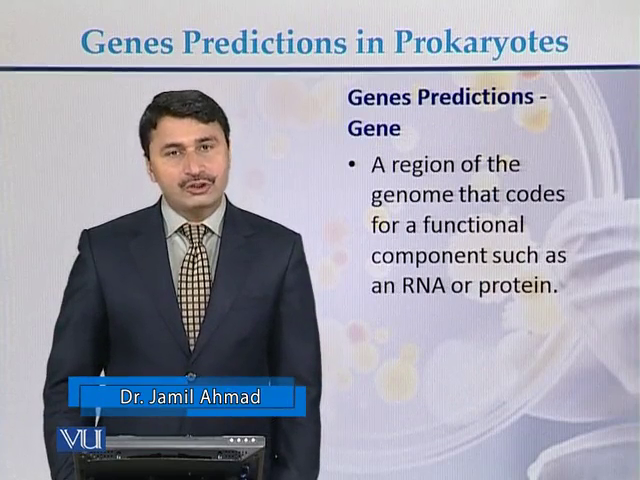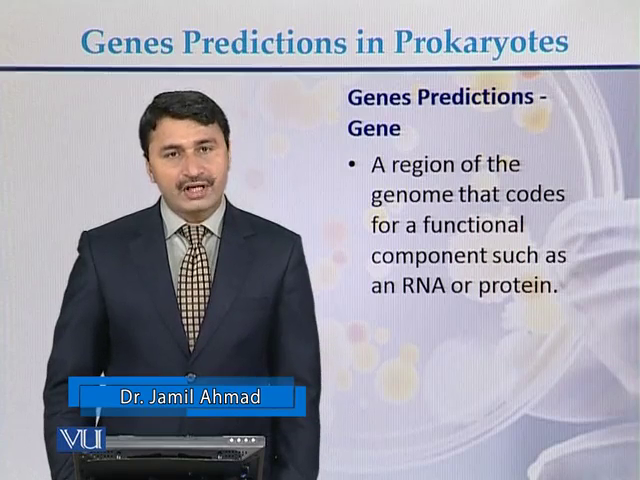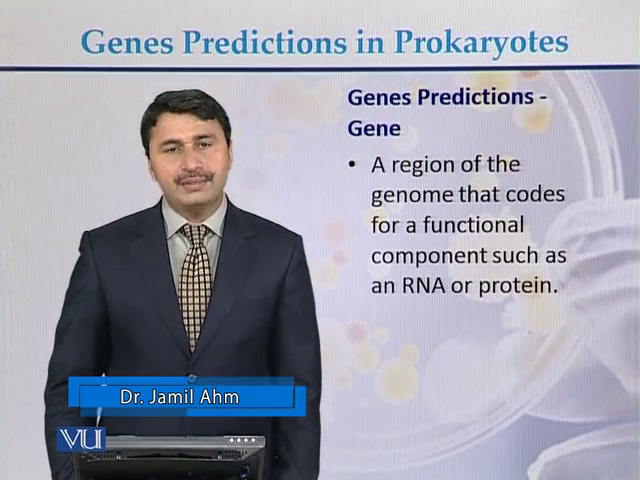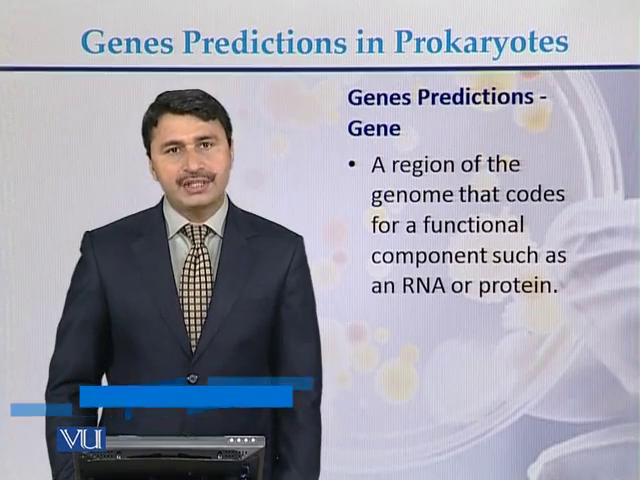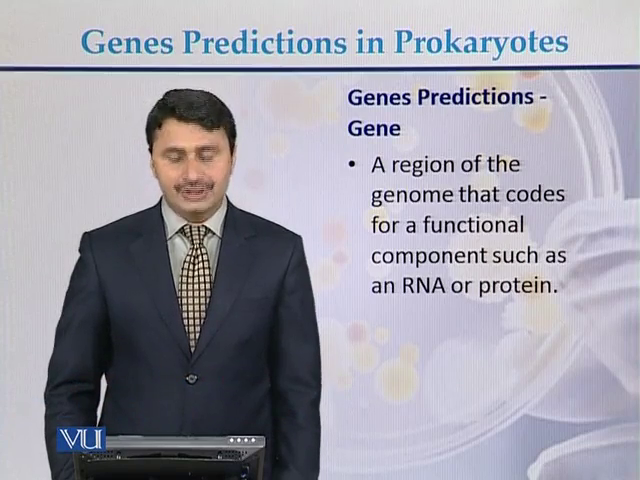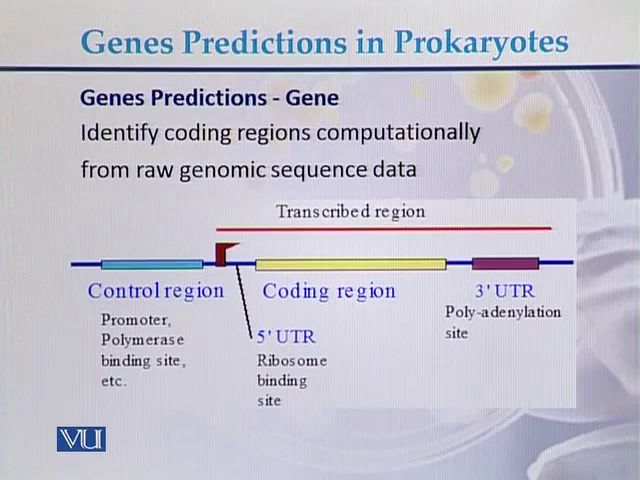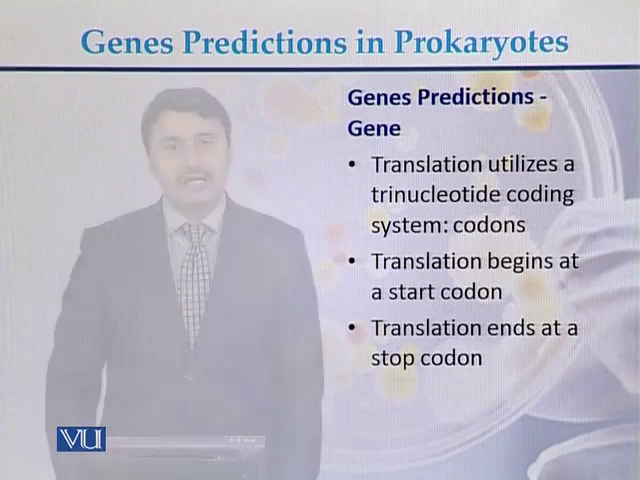A region of the genome that codes for a functional component, which can be an RNA or a protein, is called a gene. This is the typical structure of a gene, in which we can see the control region, then the coding region, and then the 3' UTR region. So this is a typical structure of a gene.